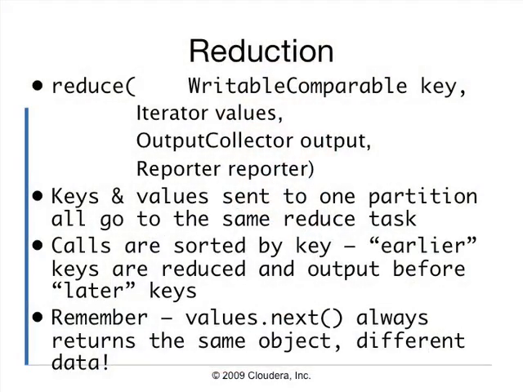And so here we get a key and an iterator of values, the output collector again, and a reporter. And so here we get a key and all of the values for that key. And remember, this values thing is actually returning the same object, but with different data inside. So in here, you'd do a for each loop over your iterator and actually do your reducing.